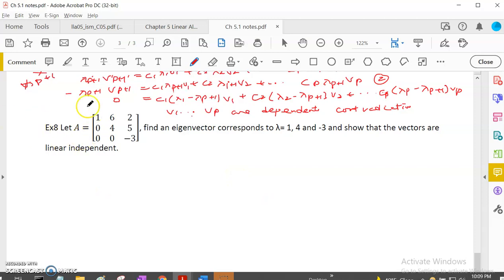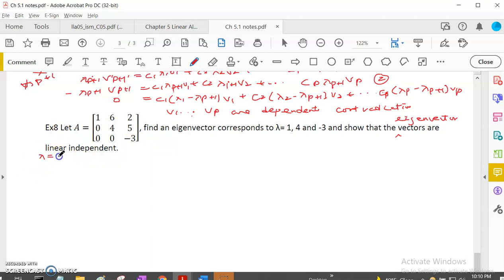Example 8. Let's just investigate this. This is the A that we know. Later on, we'll talk about how you know it has 3 eigenvalues. Given that we know that 1, 4, and negative 3 are eigenvalues, we show that the eigenvectors are independent. Because we have 3 different eigenvalues, each one of them has an eigenvector, so show that they're independent. Actually, I know it is 1, 4, -3 because this is a triangular matrix, so it's very easy. But actually, let's find an eigenvector.